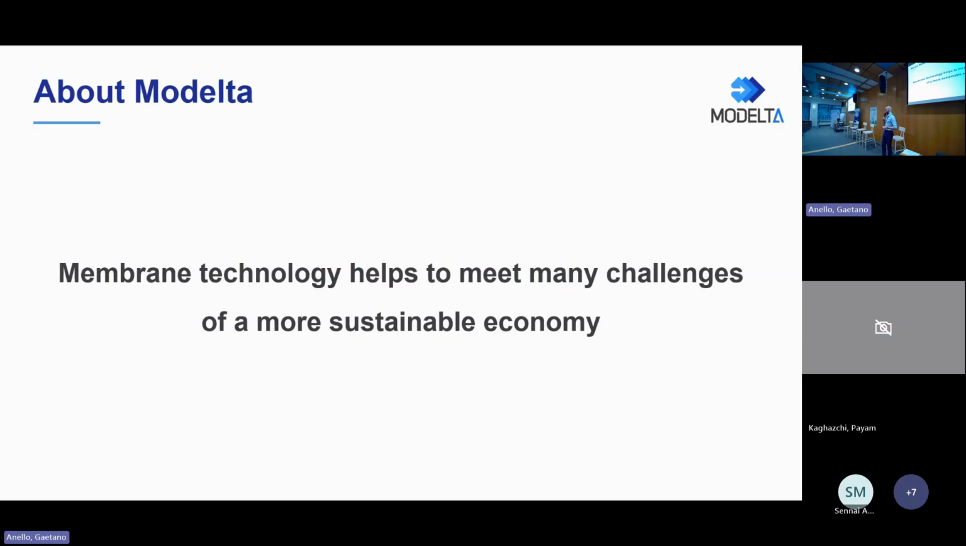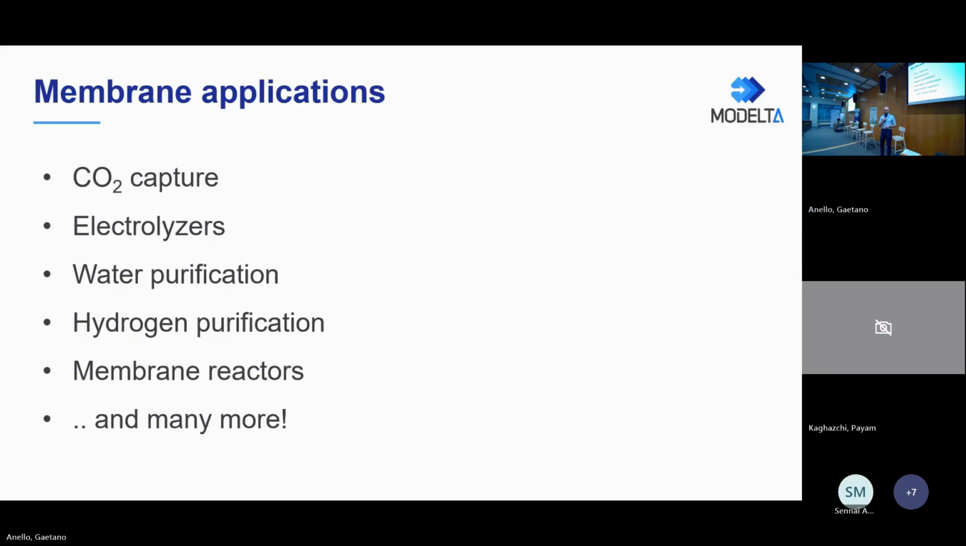But before we dive into what Aspen is and how it works, let's start with this. Membrane technology helps to meet many challenges of a more sustainable economy. I think most people here can agree on that. But also on the fact that it hasn't really quite lived up to most of the promises yet in industry. Some of the applications are fairly straightforward. It's used for CO2 capture, electrolyzers contain membranes, water purification is possible with membranes, hydrogen, well, you name it. There are so many ways to do this.